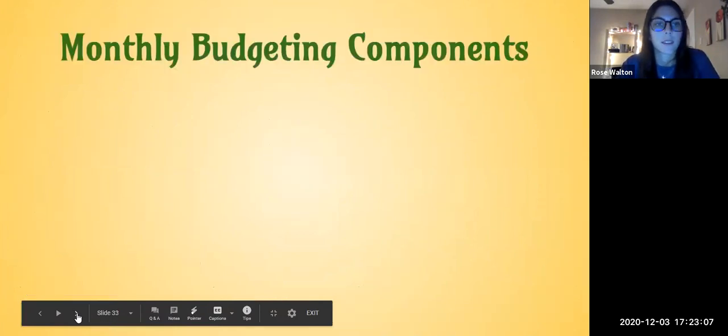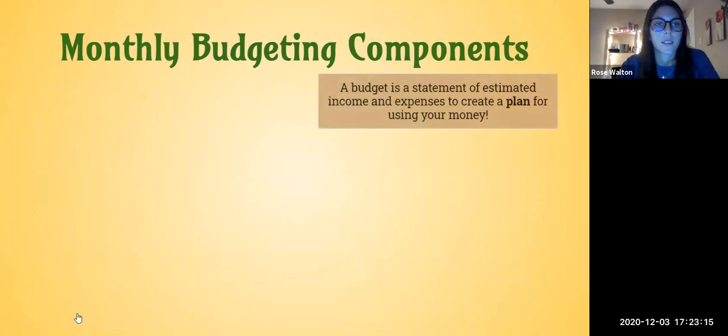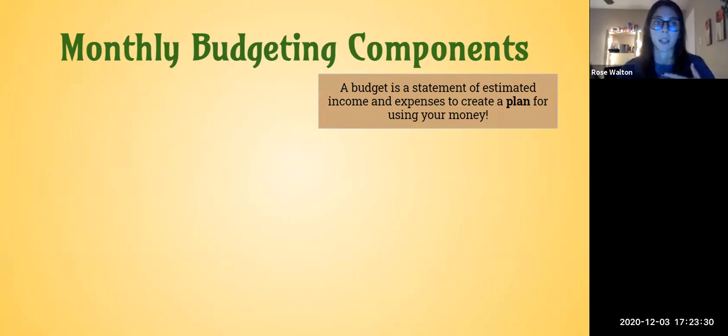All right. So we'll be talking about the basics of budgeting, starting off with just a good definition of a budget, which is a statement of estimated income and expenses to create a plan for using your money. And I think the word plan in this definition is the most important because it's pretty much just how to take any income, any money that's coming in and your expenses and how to just be able to manage that money so that it's going to all the places that it needs to go and it's leaving you with a little bit of a cushion just in case anything happens. So it's just a plan.